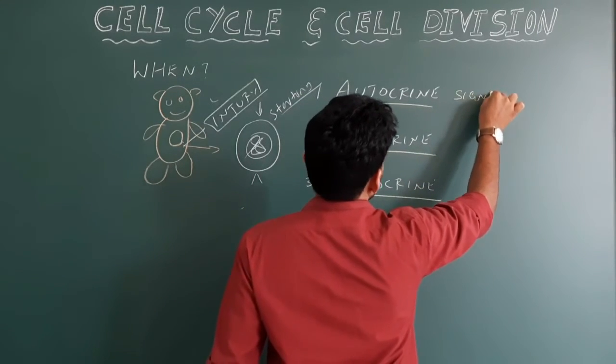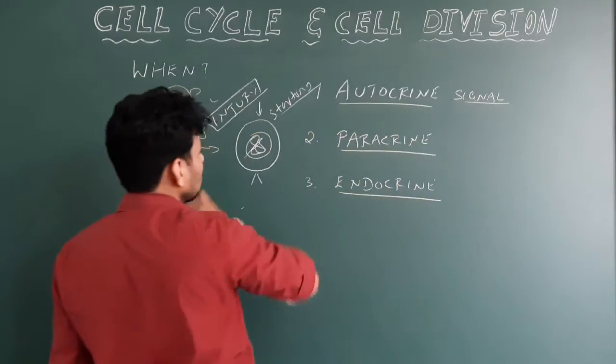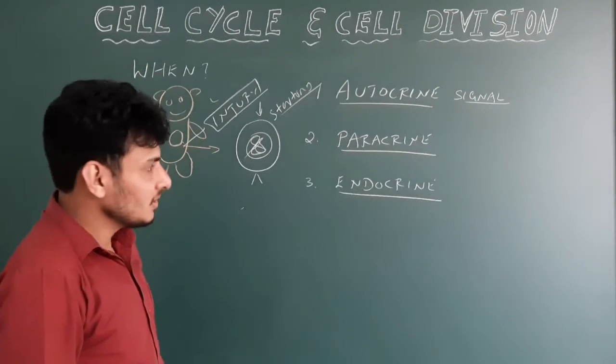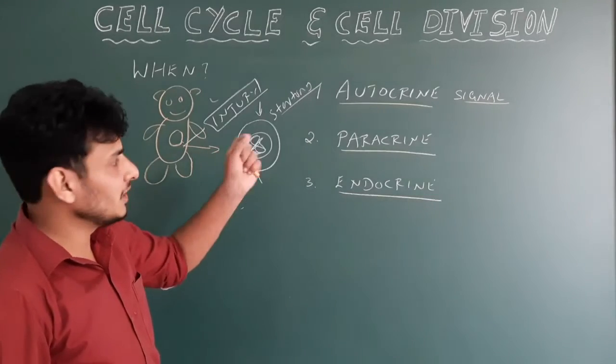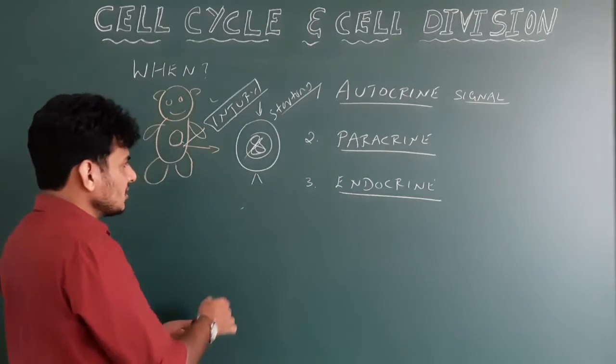So we need someone to send the signal to this cell. Okay. So based on that we can classify the signaling pathways into 3 types. Autocrine. First one, autocrine. What is this autocrine?